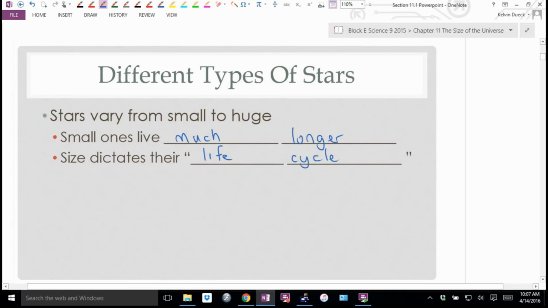And Matt, that's kind of counterintuitive. You're writing this down, of course, yes? That's kind of counterintuitive because you might think, wouldn't a bigger star have more gas and burn longer? Actually, because it's bigger, it burns faster. Smaller stars last longer.